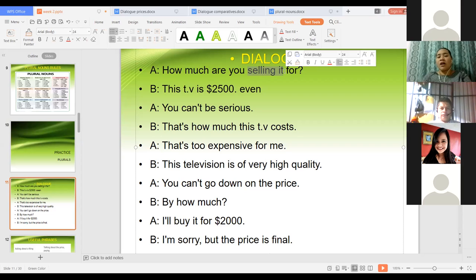Selling it for. How much are you selling it for? So don't worry, don't try to rush yourself. Just pronounce it in the way in the past that you can.